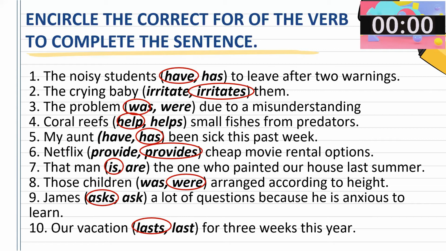My aunt has, aunt is singular. Netflix provides because Netflix is singular. That man is because man is singular. Those children were because children are plural. James asks with S because James is singular. And our vacation lasts with S because vacation is singular. Were you able to get all the items correctly? If yes, very good. I believe that you were able to understand the first part of this lesson.